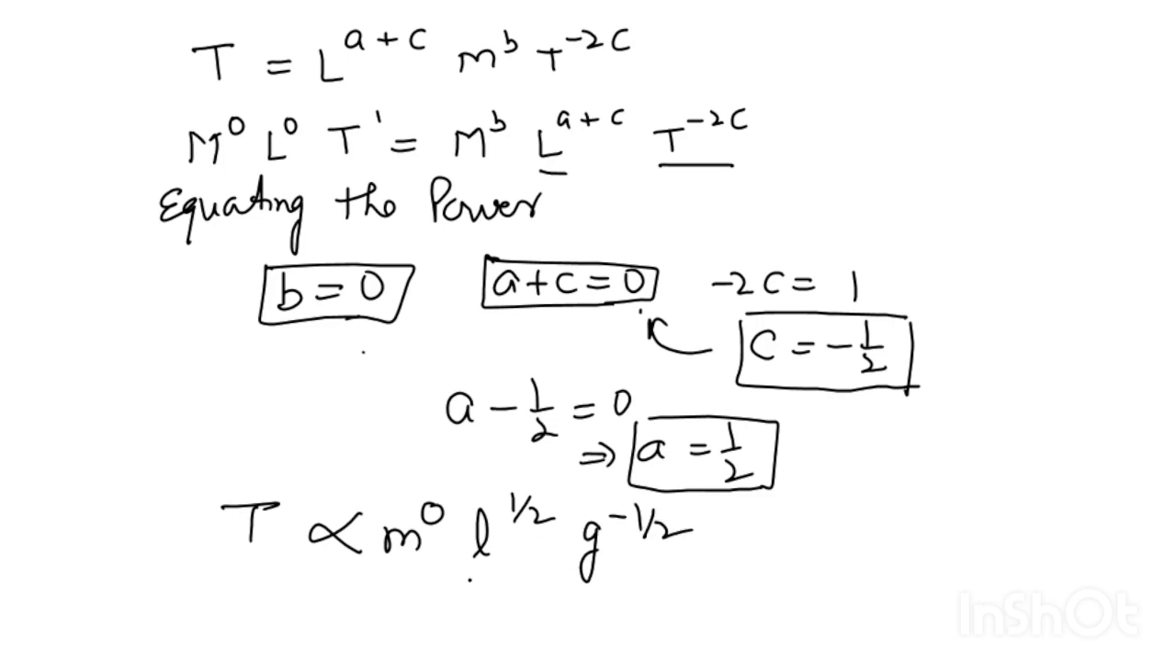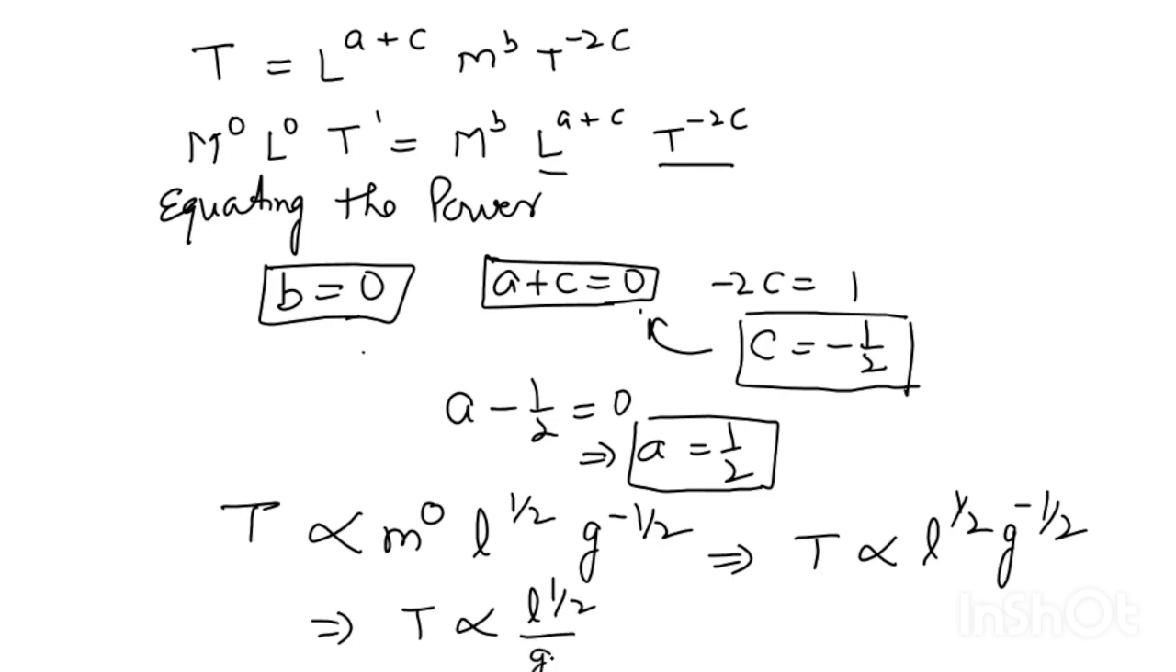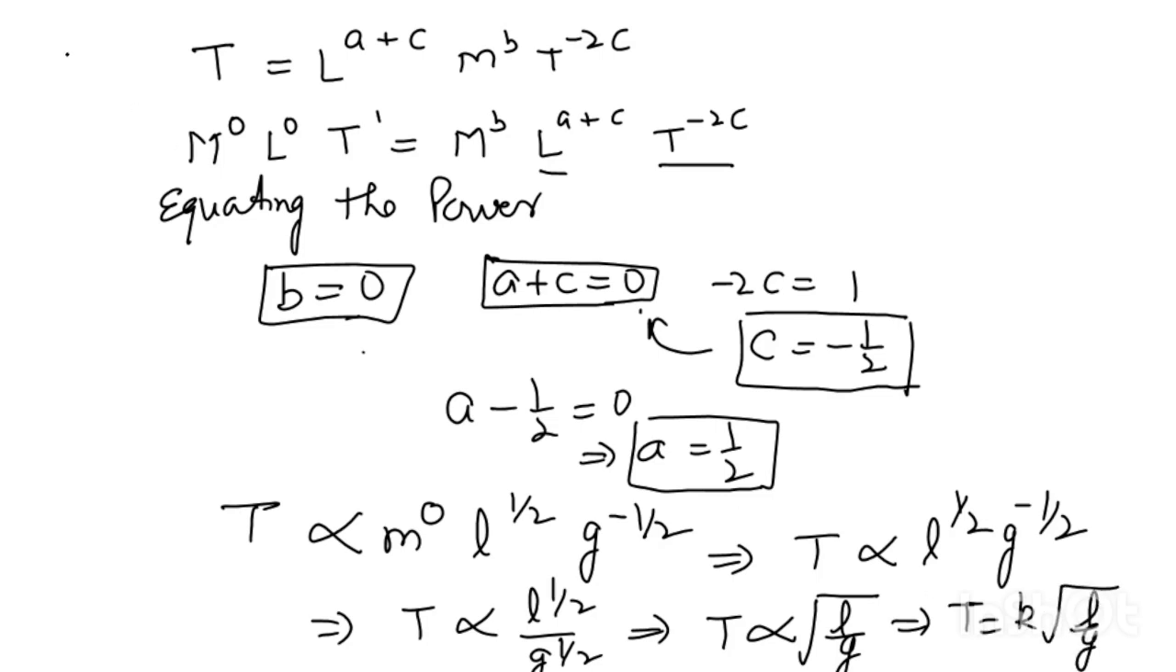M power 0 is 1. So T proportional to L power half, G power minus half. And this we can write as T proportional to L power half upon G power half. And this also can be written as root L upon G. This implies T equal to K root L upon G. This is the dimensional formula for time period, T equal to root L upon G.